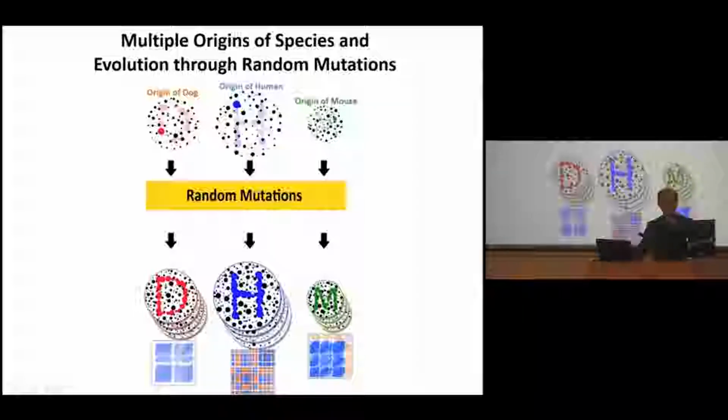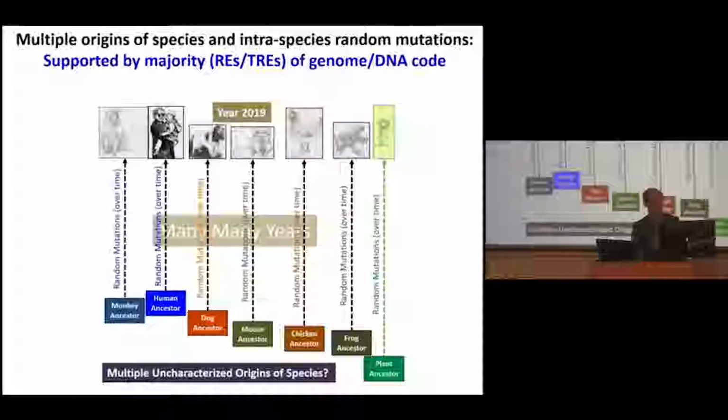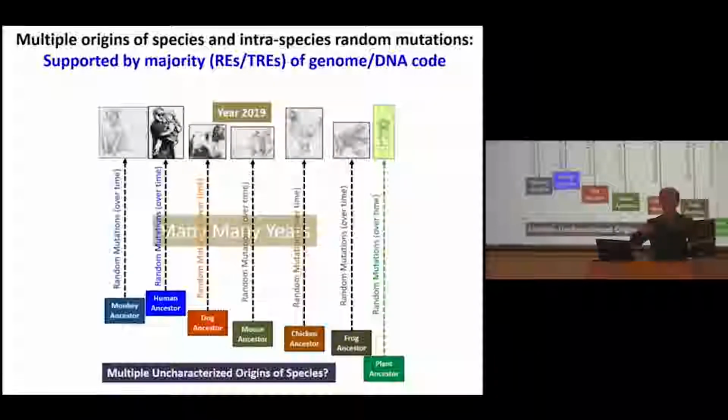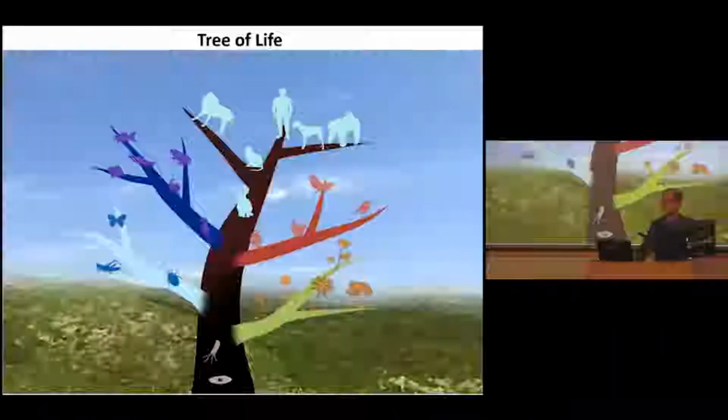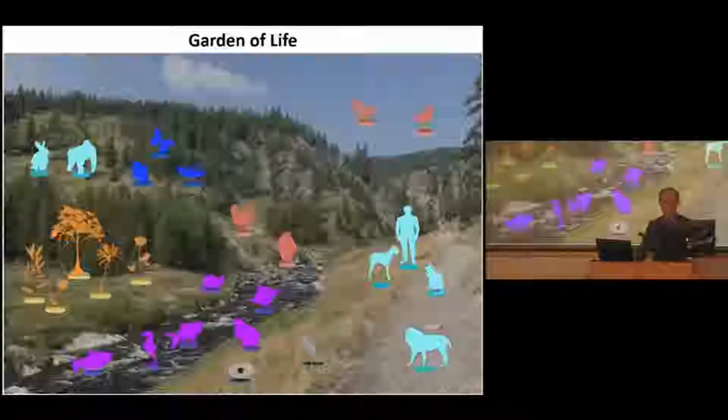Each of the genomes of these different species has a unique ordered structure. Those ordered structures cannot be generated by randomness. So there are multiple origins of species, and if you look at the entire genome configuration, it makes sense. But if you are only looking at ribosomal RNA sequence, then single origin of species makes more sense. So, tree of life or garden of life.